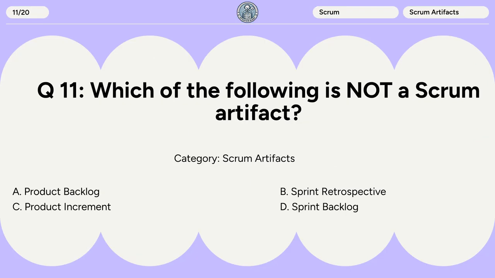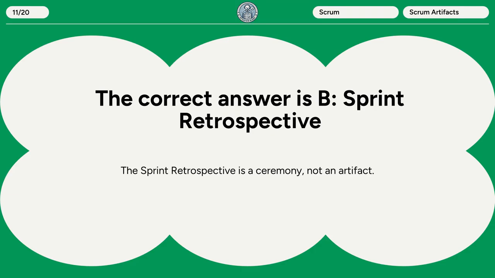Question 11. Which of the following is not a Scrum artifact? A. Product backlog. B. Sprint retrospective. C. Product increment. D. Sprint backlog. The correct answer is B. Sprint retrospective. The sprint retrospective is a ceremony, not an artifact.